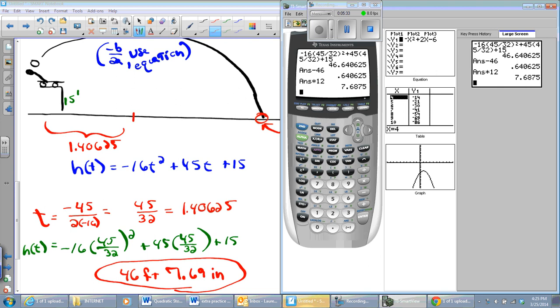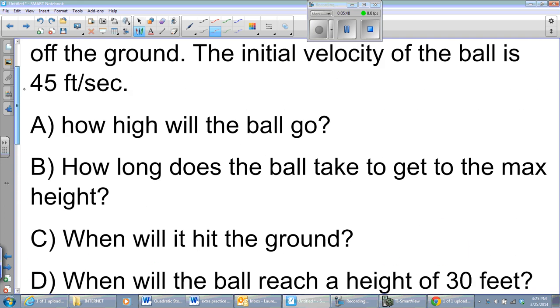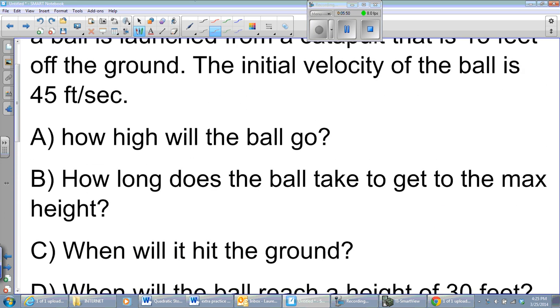Hours to minutes, we break it down. Minutes to seconds. But once we get to seconds, we hit a dead end, and we go to hundredths of a second. And so here we're going to hundredths of inches. Okay, so it's going 46 feet, 7 and 69 hundredths of an inches. All right, so that's the answer to that.